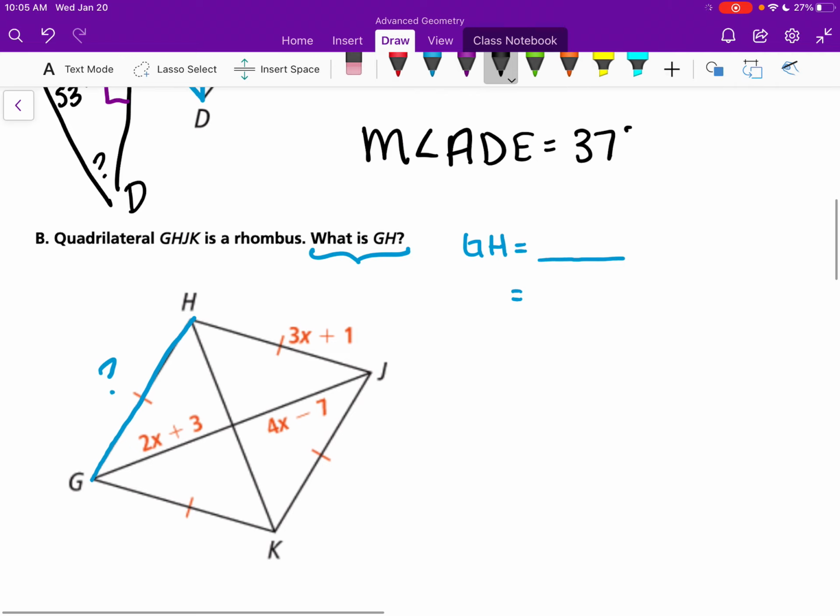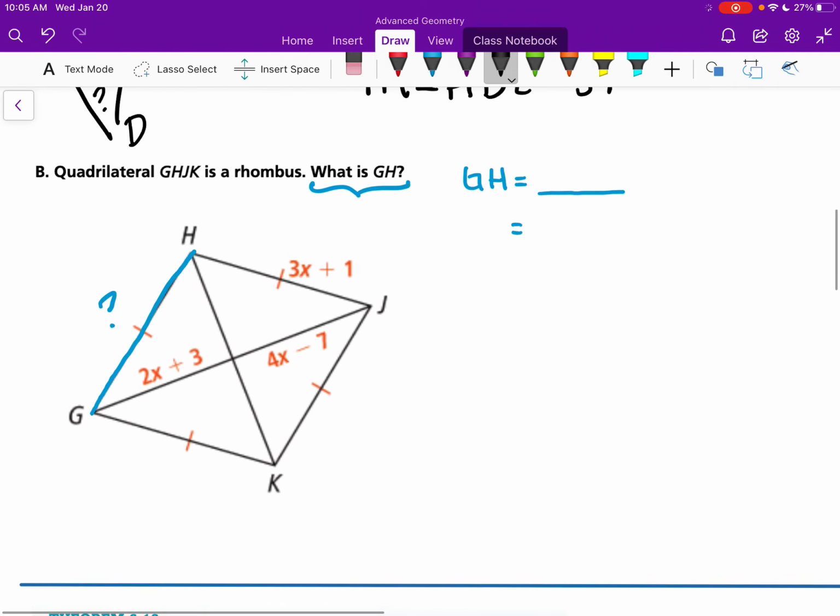Let's talk about the sides. We know all the sides are congruent, so in this quadrilateral GHJK, it tells us it's a rhombus. We can see that all four sides are congruent. They have those tick marks, and it wants to know what GH is. We are not given anything about that, but we do know that HJ is 3x plus 1, and since all these sides are congruent, GH has to equal HJ, which means that it also equals 3x plus 1.